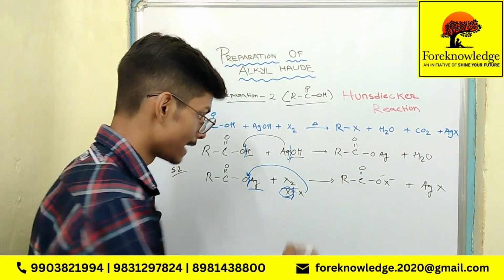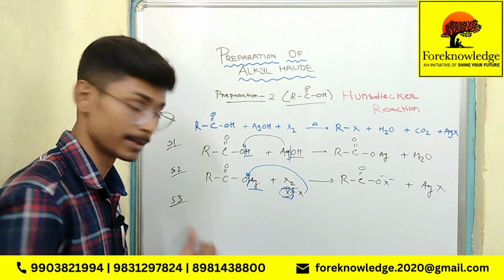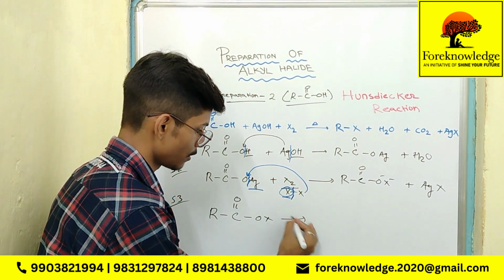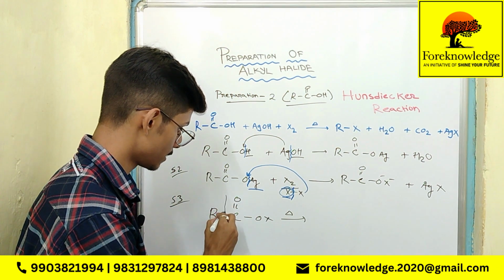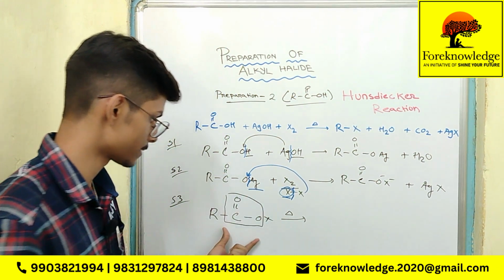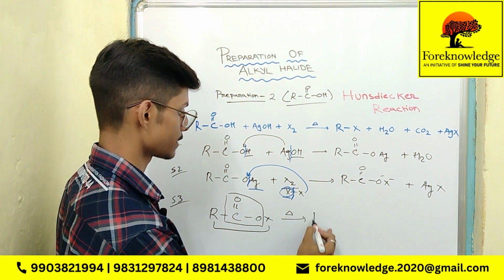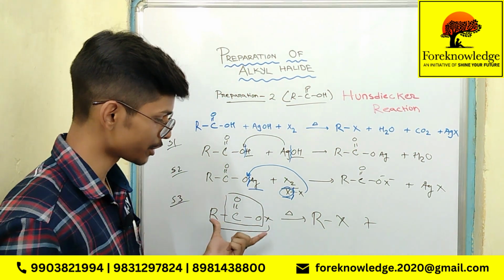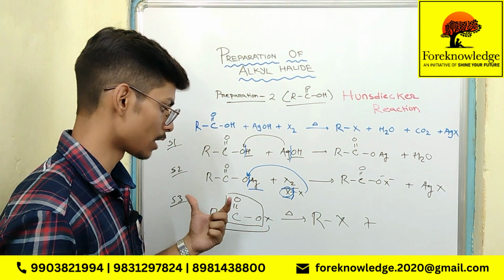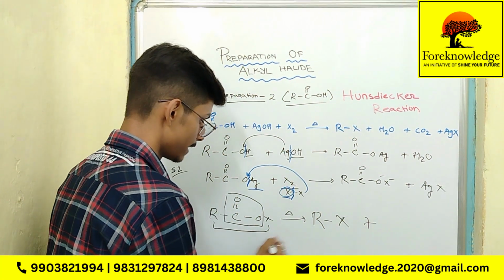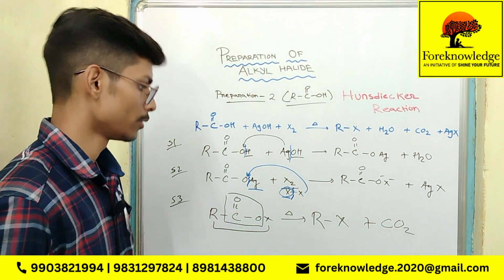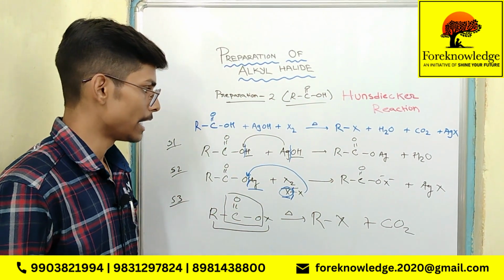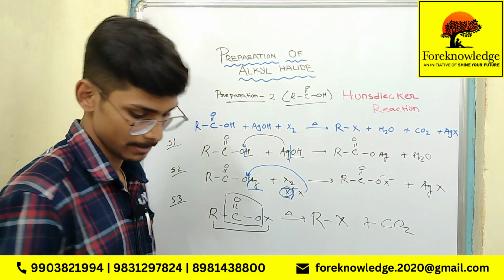It breaks down. And in the next step, that is step 3, on applying heat, there is a breakdown. This breaks, and this R reacts with this X, and you will get alkyl halide. And this compound thermally decomposes, and you will get RX and CO2. So basically, these 3 steps are the mechanism of this reaction. Okay, now let me clear it with an example.